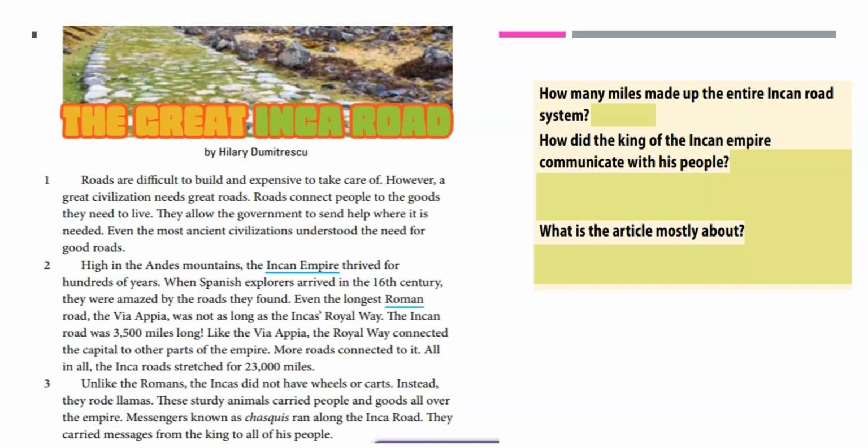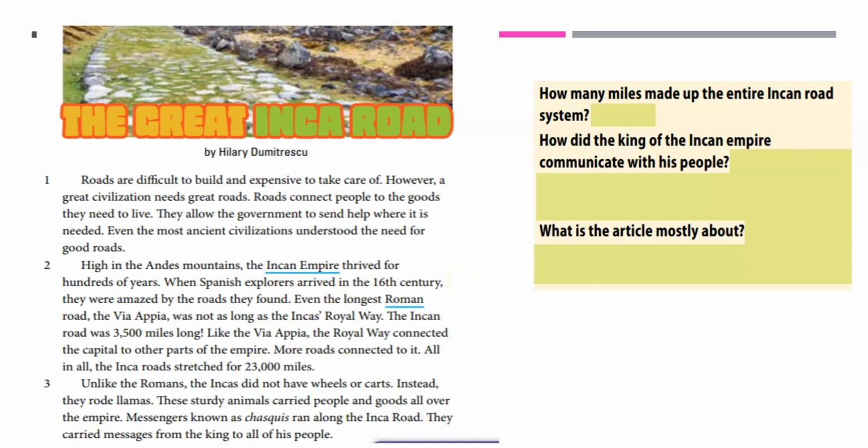Paragraph 1. Roads are difficult to build and expensive to take care of. However, a great civilization needs great roads. Roads connect people to the goods they need to live. They allow the government to send help where it is needed. Even the most ancient civilizations understood the need for good roads. High in the Andes Mountains, the Incan Empire. So I'll pause here. So I know that the location of where the Incans lived is in the Andes Mountains. Thrived for hundreds of years.